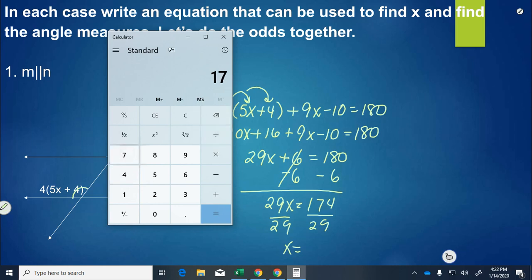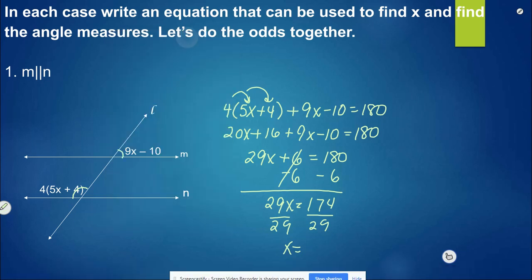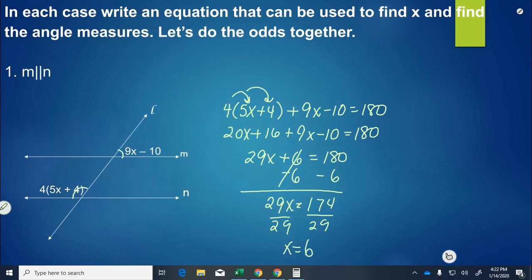174 divided by 29. Wow, this does not want to work for me. It is 6. Woo, that took a long time. So x equals 6. So now we can plug that in and find our angles.